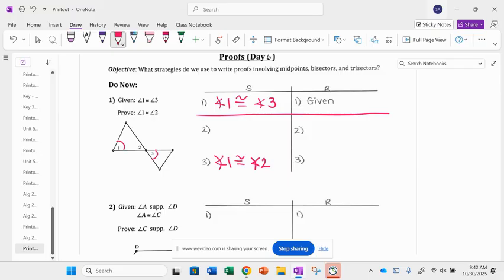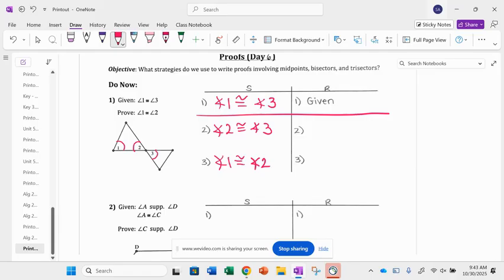So now let's look at what we want to prove. We want to prove that angle 1's congruent to angle 2. There's absolutely no reason right now that we can say angle 1's congruent to angle 2. But looking at the diagram, which angle is congruent to angle 2? Jack? Yeah, so that's what I'm going to say in the second statement. I'm going to say angle 2 is congruent to angle 3. And who remembers the reason for this? Why are the kissing angles congruent?